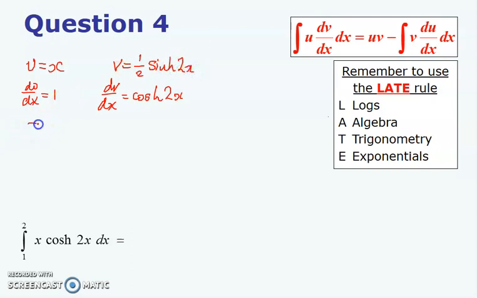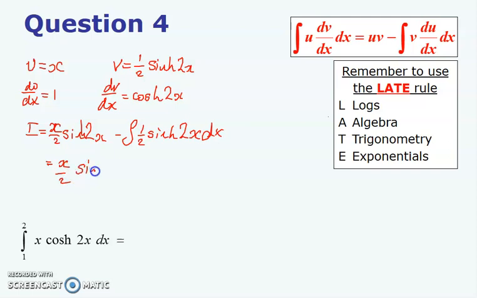So if I put this in, my integral becomes uv, which is x over 2 sine 2x, minus the integral of v du by dx, which we can ignore the 1, and that becomes x over 2 sine 2x minus a quarter of cos 2x. Now normally this would be plus a constant, but here it's a definite integral. So I'm going to put 1 and 2 in.